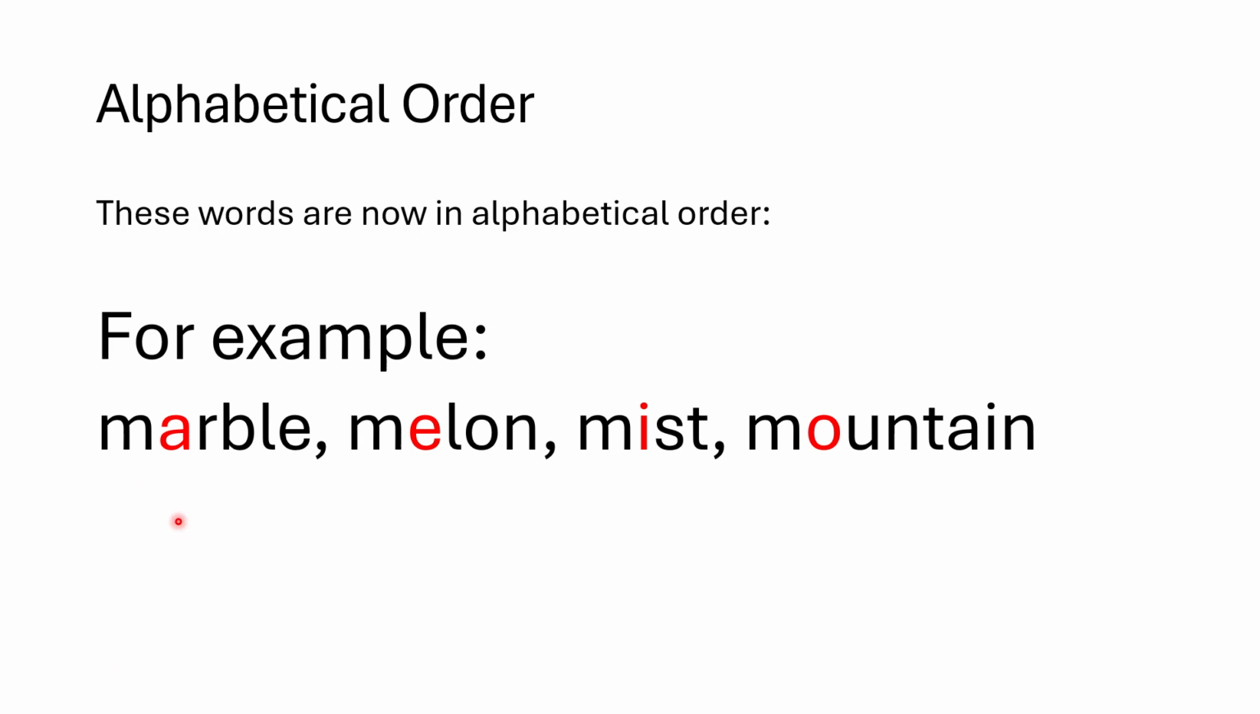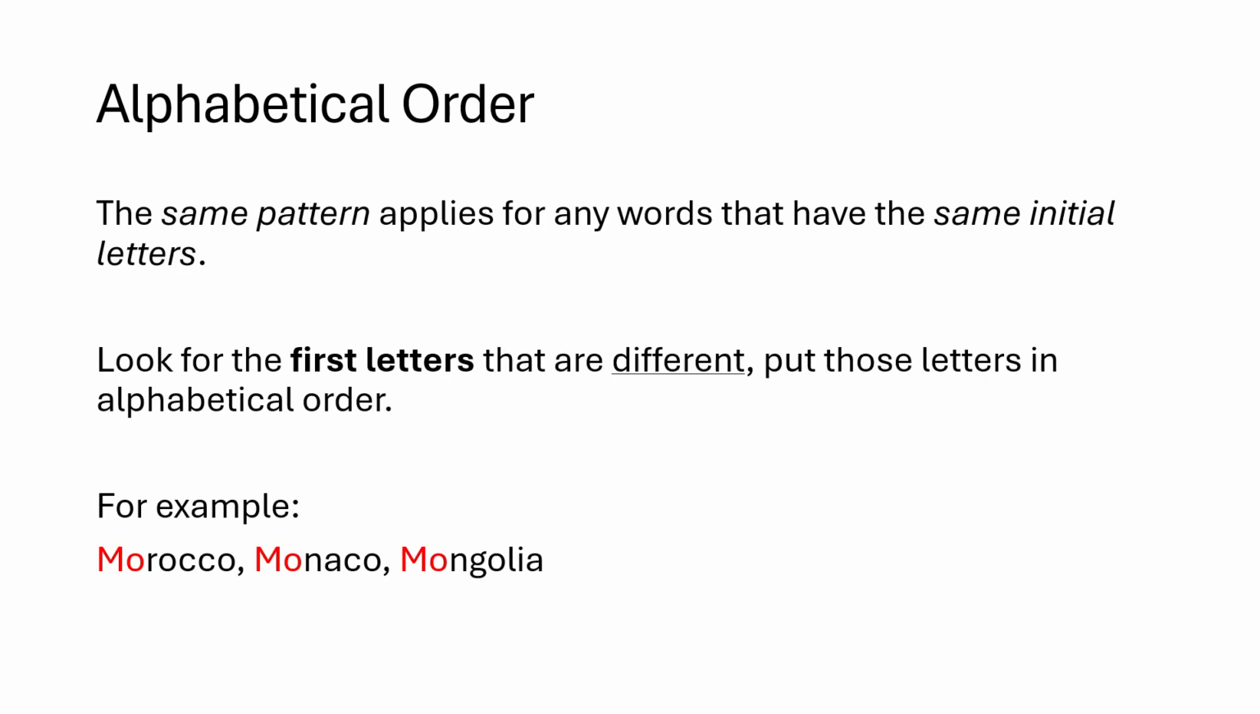Each of these words begins with M. By looking at the second letters, we can see that A comes first, followed by E, I, and O. These words are now in alphabetical order. The same pattern applies for any words that have the same initial letters. Look for the first letters that are different and put those letters in alphabetical order.